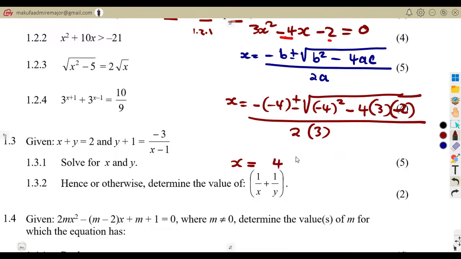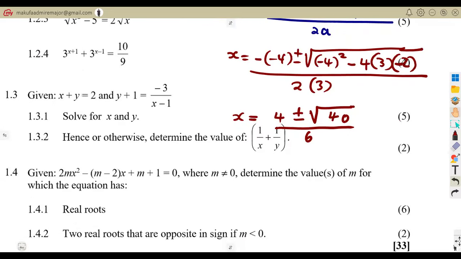So that's 4 plus or minus the square root of, you must simplify the whole of the part under the square root. That gives us 40. So that's everything over 2 times 3, which is 6. Let us simplify this. We can just use our calculator directly on this part, and as you are told to 2 decimal places, you can even fix your calculator to 2 decimal places.